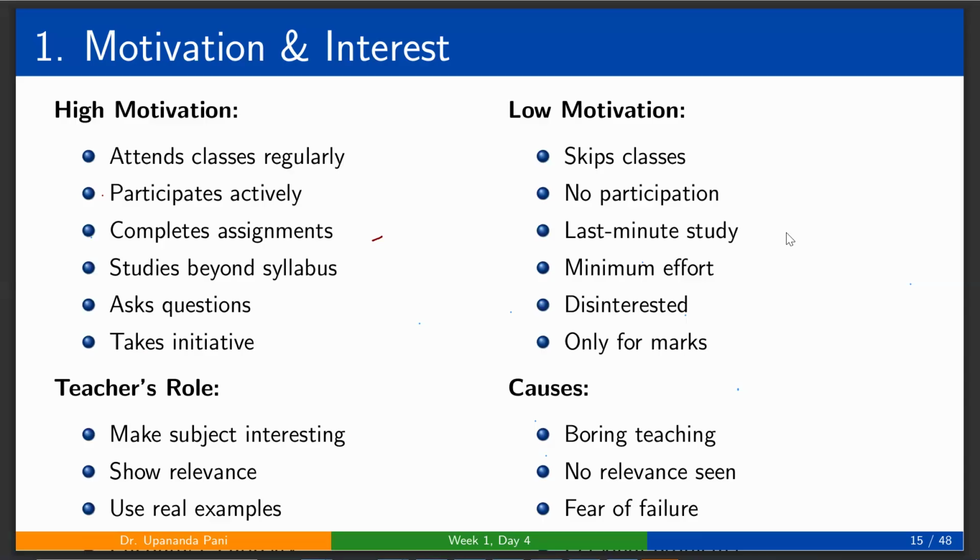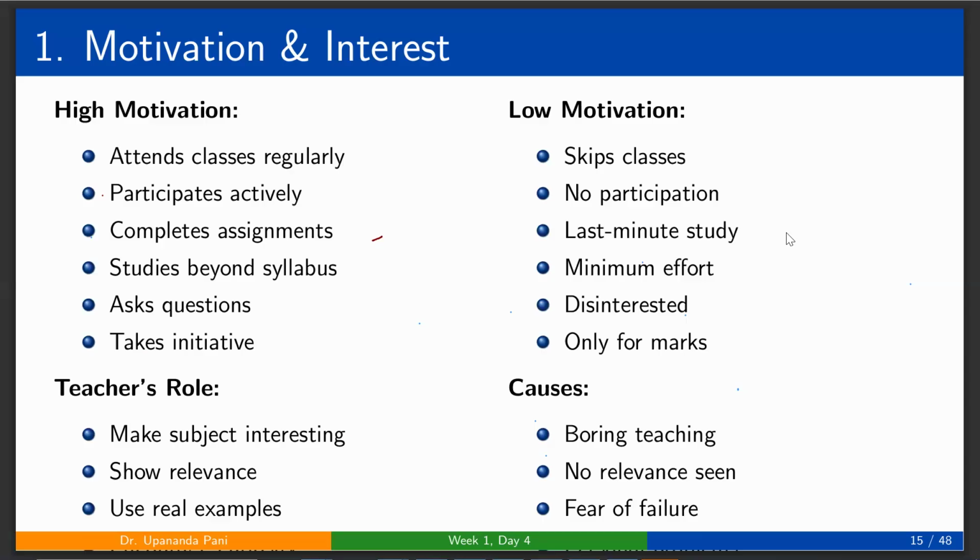Now the teacher can also motivate the students. They can make the subject interesting, show relevance, and use real examples, and then the students will also have higher motivation. So it is a two-way process, not just one way. I cannot simply blame my students, saying they are not good or they are not reading, but I have to help them improve their motivation.